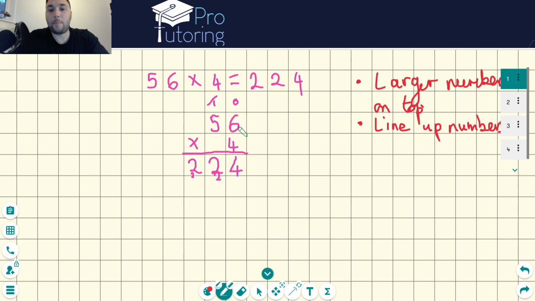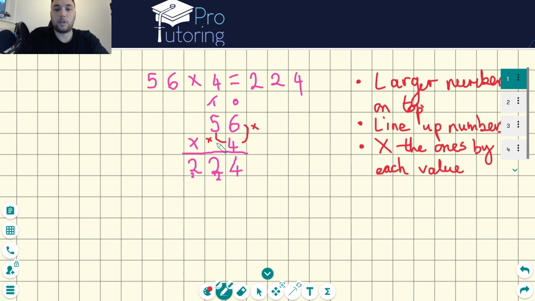And then I multiplied the ones by each digit. So I'm going to say times, just do a big X. The ones by each value. So that means I did 4 times 6, and then I did 4 times 5.